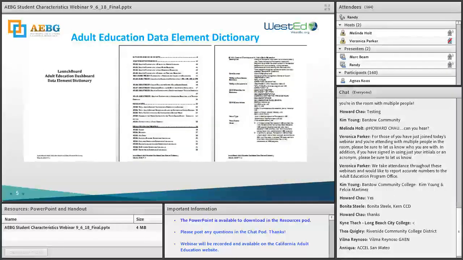Sitting behind the adult education tab, we have a data element dictionary that is available on the TAP website, caladulted.org. I think we sent out links to that last week, so if you want to pull that down and take a look at it. It is under revision for the second build. The second build of the tab, our plans right now are to have that live in January.